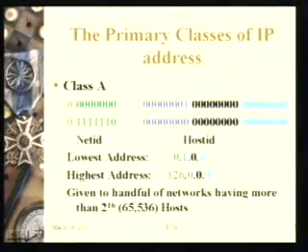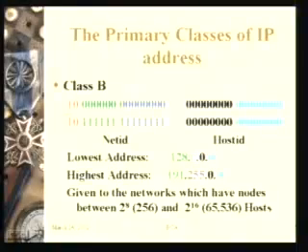Class A addresses start with the first byte as the net ID and all remaining bytes as the host ID. If an IP address starts with a 0, this is a class A address. The range is 0.1.0.0 and varies up to this particular address. These addresses are given only to a handful of networks having more than 2 to the power 16 hosts, and some of them, like Intel or IBM, were given these kinds of addresses.